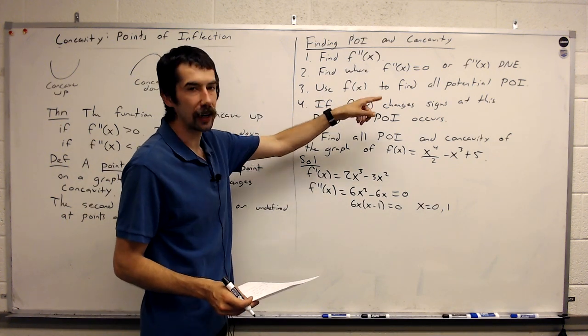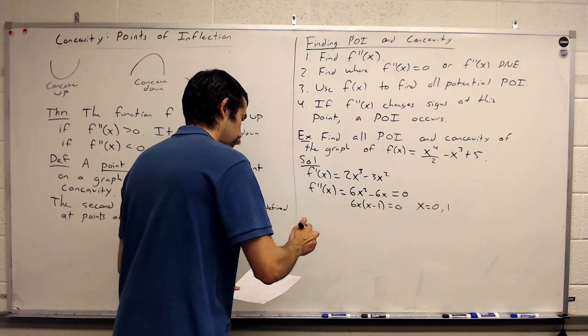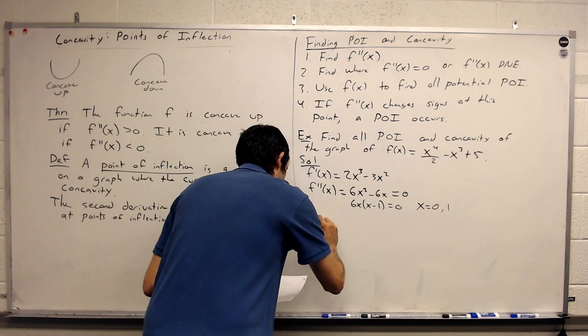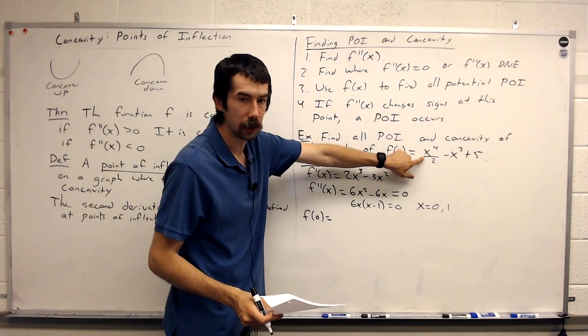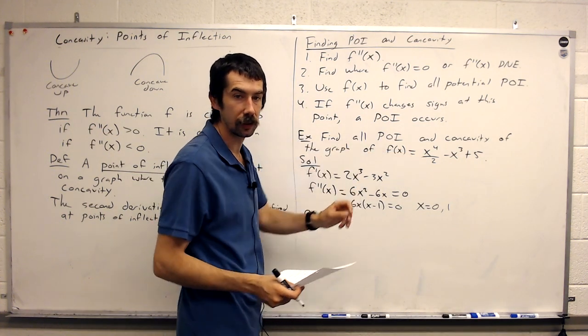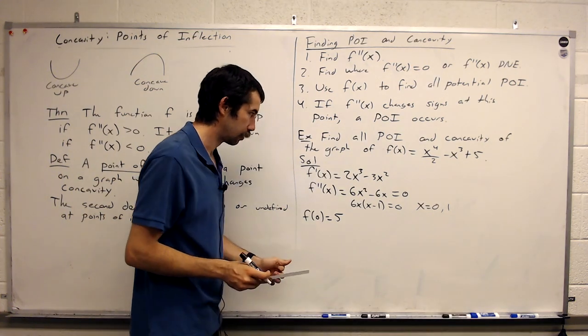Use our function to find all potential points of inflection. Let's get these as points. f of 0: subbing 0 into our original function, we get 5. So (0, 5) is a potential point of inflection.